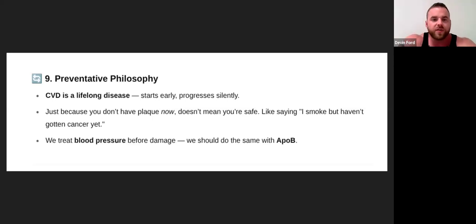Like I was saying before, cardiovascular disease is a lifelong disease that starts early. Essentially, when we're born, we're dying. We're building up our capacity for death. Just because you don't have plaque now doesn't mean you're safe. This is like saying I smoke, but I haven't gotten cancer yet. The point is that just because you may not have plaque buildup yet, or markers of atherosclerosis, and you have high ApoB, it doesn't mean the bad effects aren't going to happen. They are.